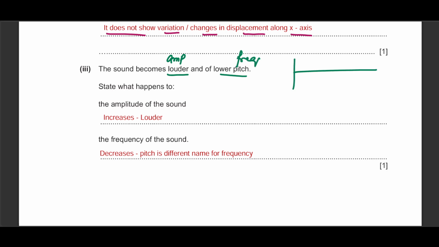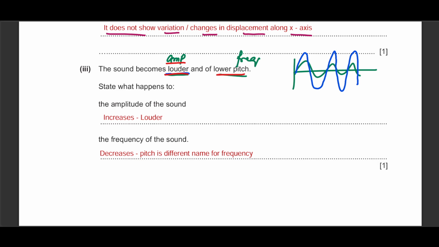So a standard sound wave, if this is what it looks like, if it had been louder, then the amplitude would have increased without a change in frequency. It would have had the same number of waves. That is what happens when you increase the volume when you're listening to music on your headphones. So you're making it louder, but you're actually making the amplitude of the wave larger.